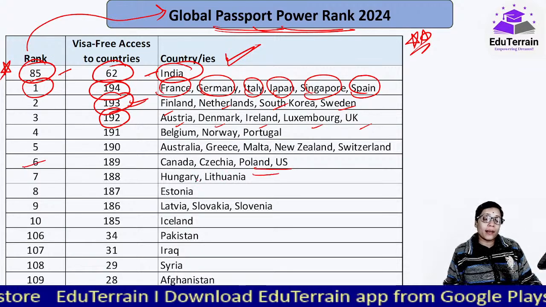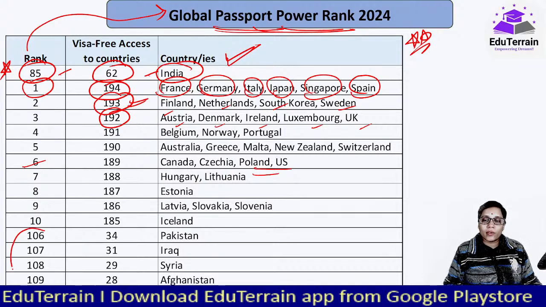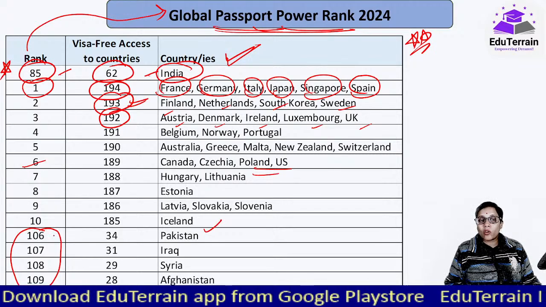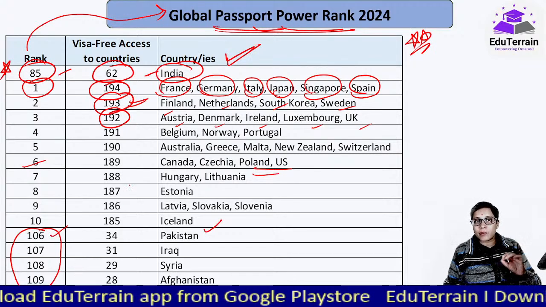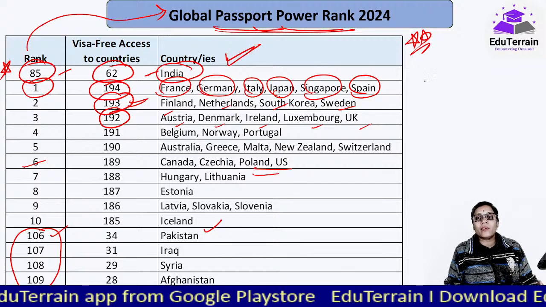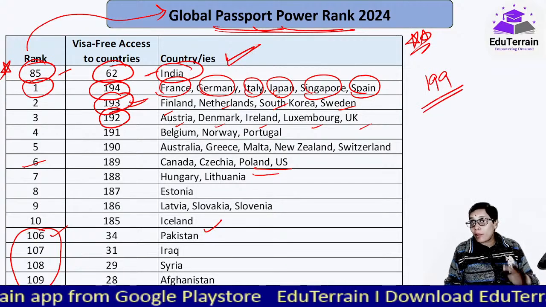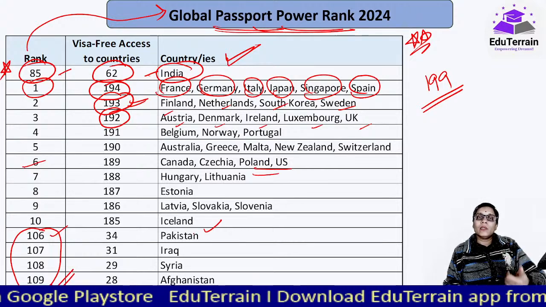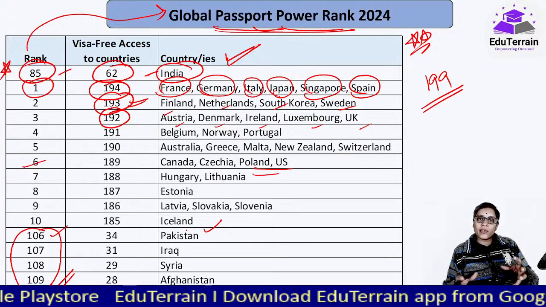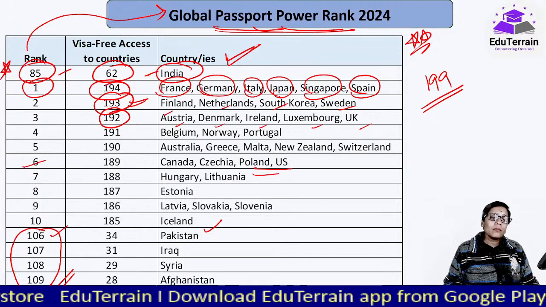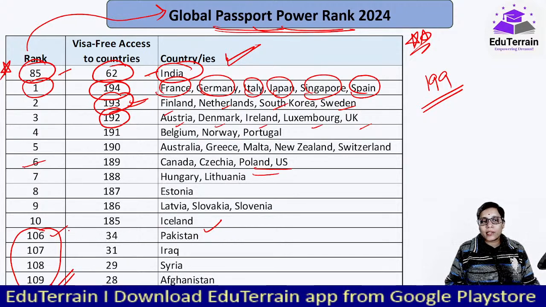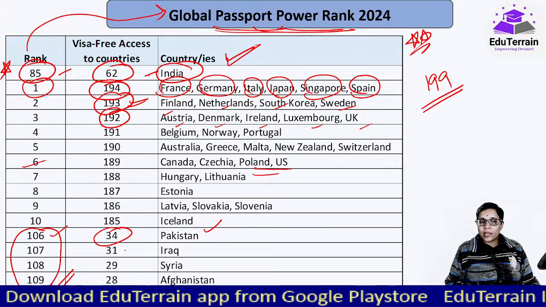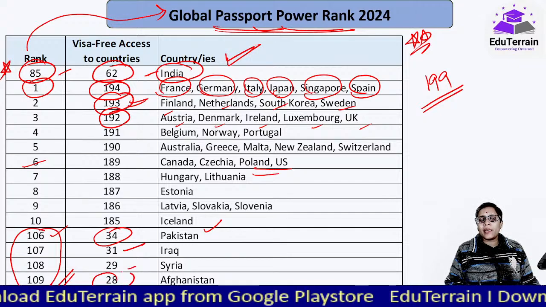Now someone must have come last as well. If you look at the last 4 ranks, that includes Pakistan at 106 rank, and 109 ranks, because many are tied. Though they have taken 199 passports, ranks are only 109 because of the placing of the countries in the same category. So Pakistan is 106 rank with 34 visa free access to countries. After that, Iraq and Syria are at the end.